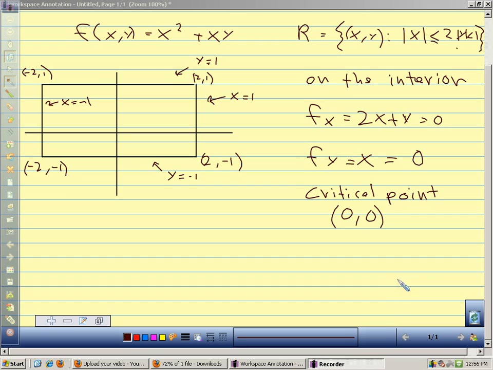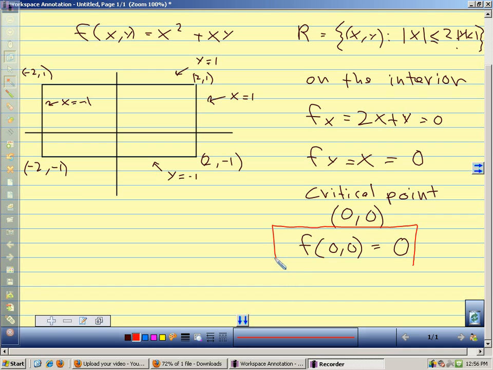So there's our first critical point. And at 0, 0, plug 0, 0 into our function. f of 0, 0 equals 0. So that's the first point that we're interested in. This is one of our critical points. That's our point of interest on the interior of the region. So let's look at the boundary. We have 4 boundaries that we need to look at here.